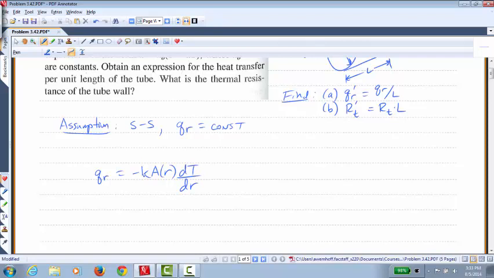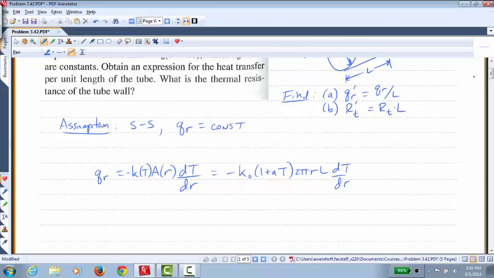But as we know here, K is a function of T, but T is also a function of R, and A is a function of R, so it gets things a little bit tricky. So let's make it a little more accurate here by saying K is a function of temperature and then area is a function of R. So we can go ahead and put in what those values are. The value of K, we know, is going to be Ko times 1 plus A times T. And then the area as a function of radius is 2 pi R times L. And then we have dT dR.